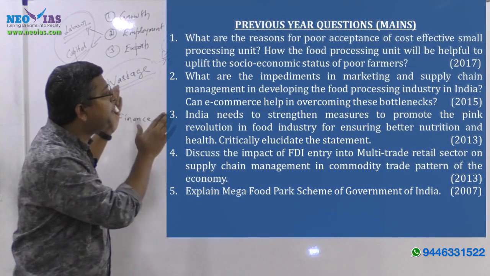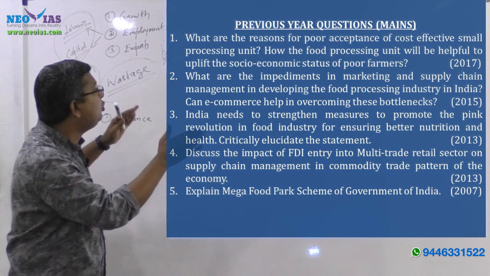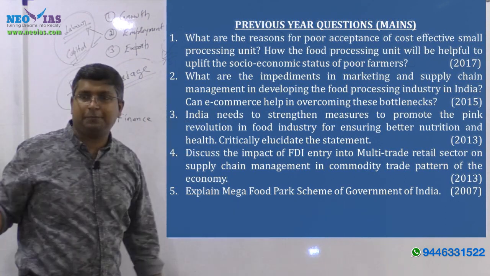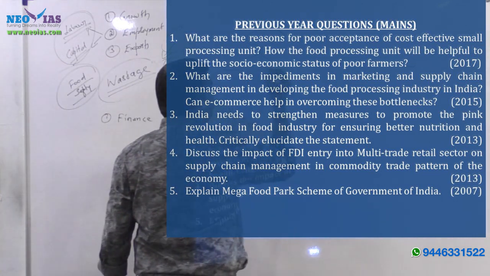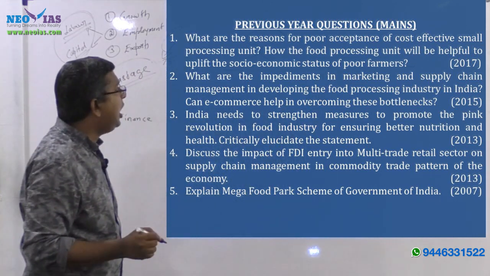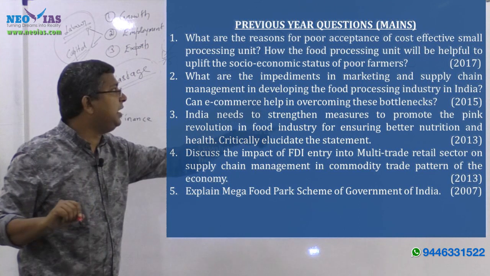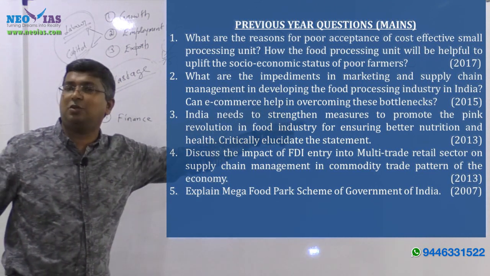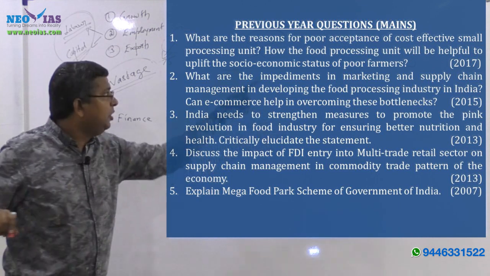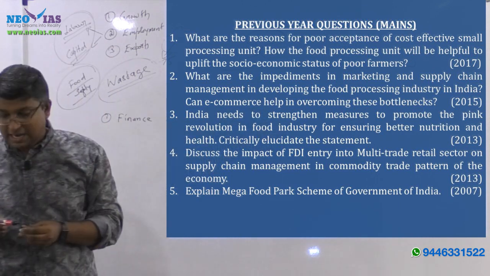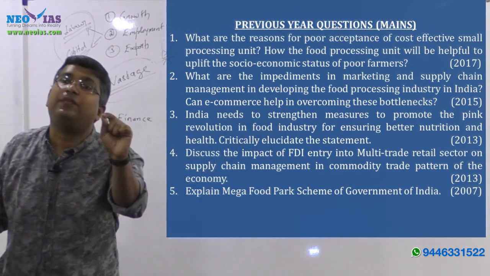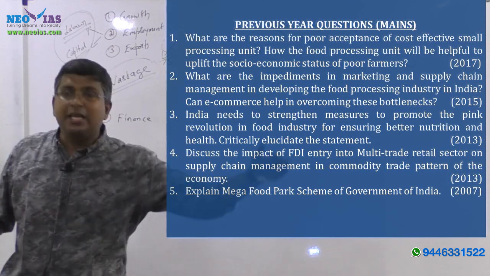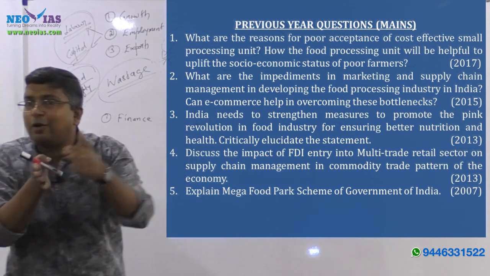Then, how the food processing unit will be helpful to uplift the socio-economic status of poor farmers. See the keyword: socio-economic status of poor farmers. How will this food processing unit be helpful? So here the question is not only about the food processing unit, it is also about poor farmers. And they are asking how it will uplift. Here you have to mention the backward linkages.